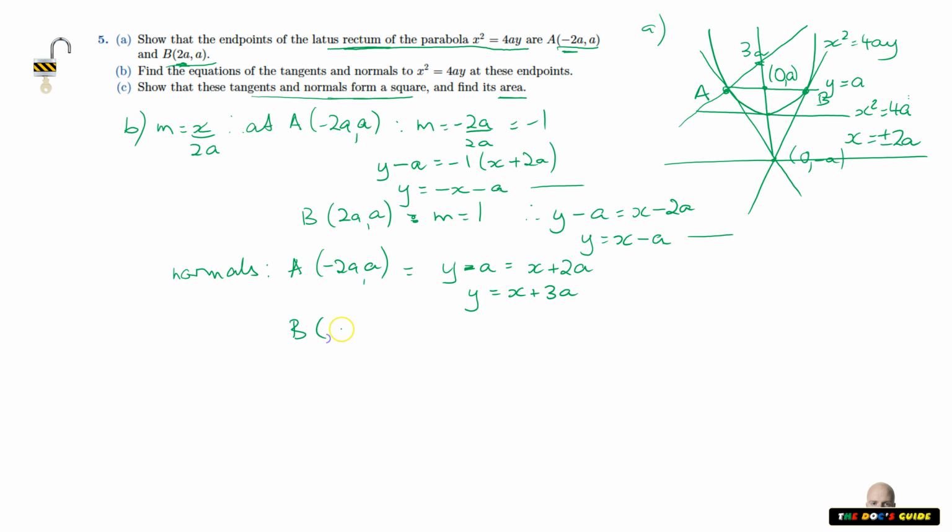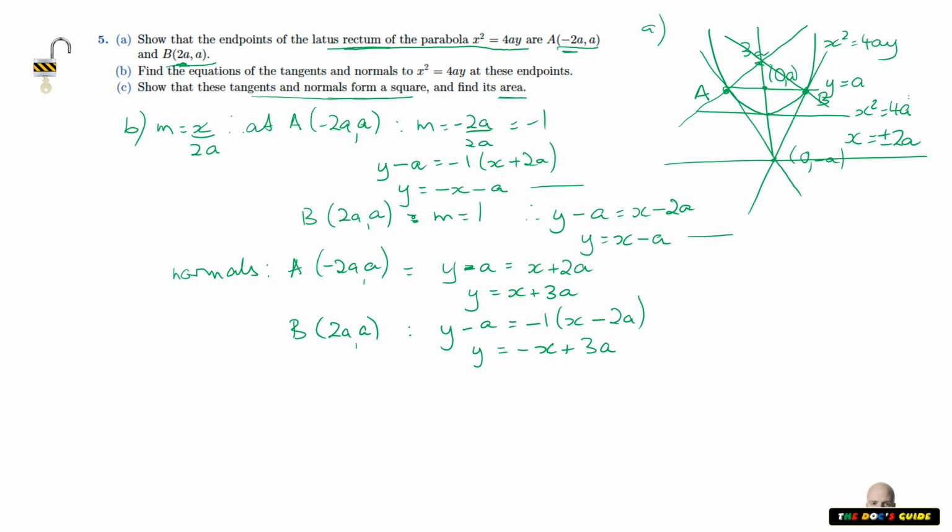And at B, which is the point (2a, a), we've got y minus y1 equals m. Now m of the tangent at B was 1, so m of the normal will be minus 1, so that's minus 1 outside of x minus 2a, so y equals minus x, and I've got plus 2a, and bring this over, so it's plus 3a. So again, we've got two lines which are perpendicular to each other, and they intersect at 3a.